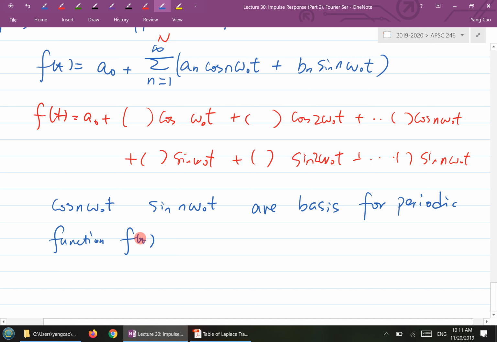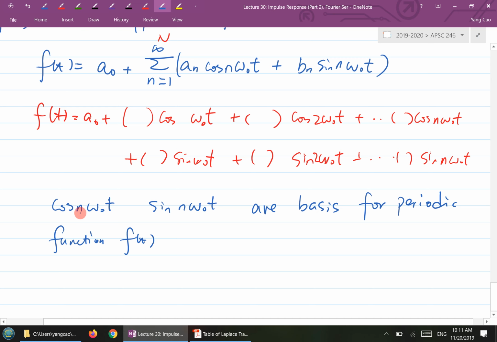So the Fourier basically finds a different way of expressing this f of t, in this case a periodic function, using a basis of cosine and sine. Now, if you're a genius, you might actually find a different basis, right? Mathematically, there are infinite ways of describing a vector space.